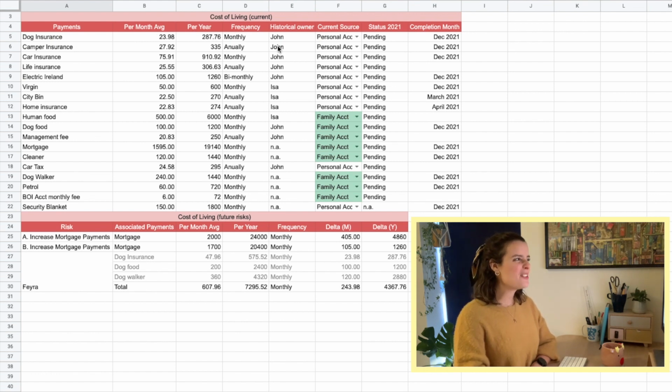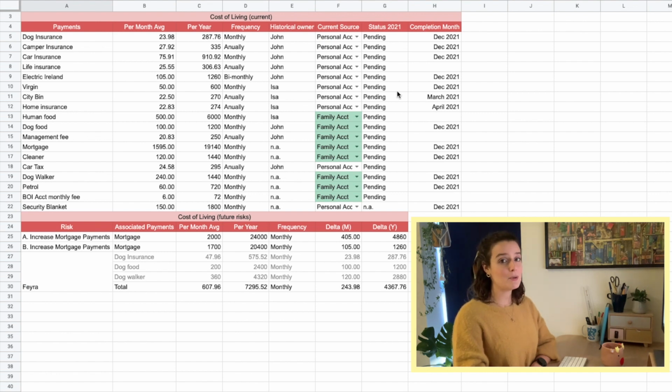we pay. We also have a tab for historical owners simply because we used to not have a joint account. So this way we knew who was paying what before we combined our money. We also have here current source. So basically which bank account it is coming out of and what is the status in 2021.